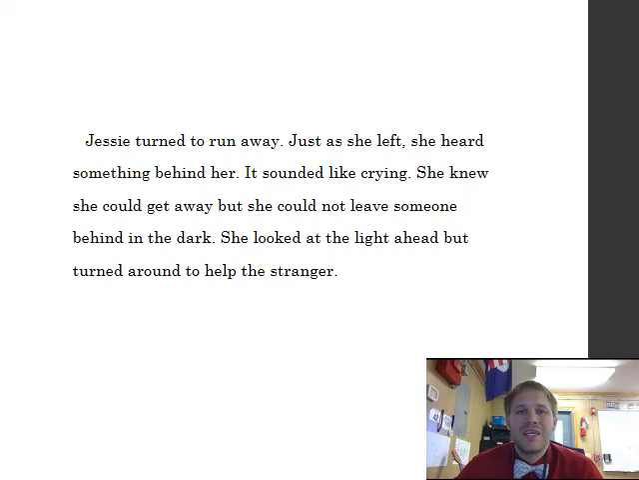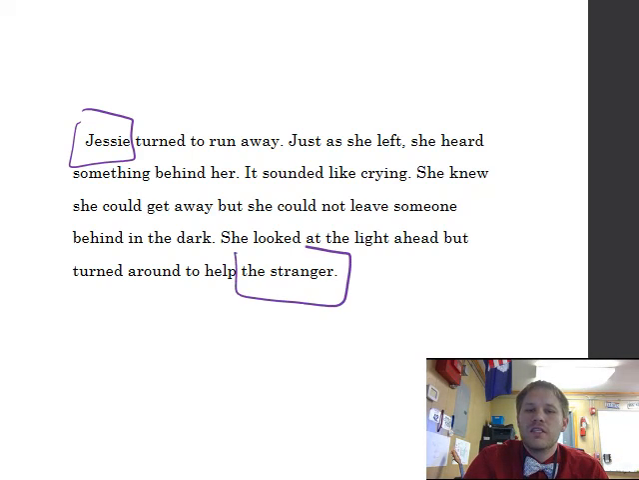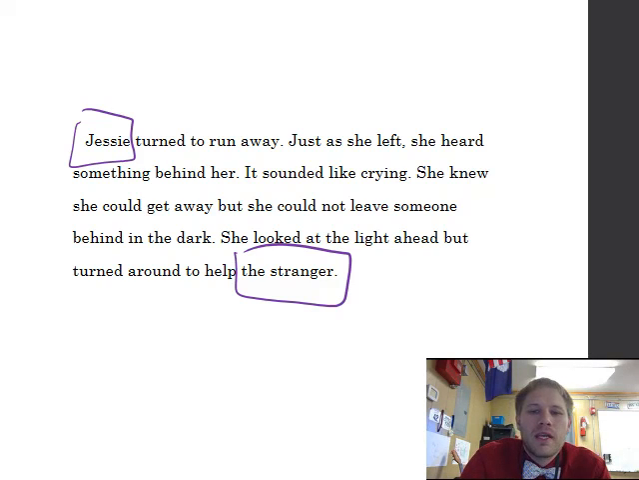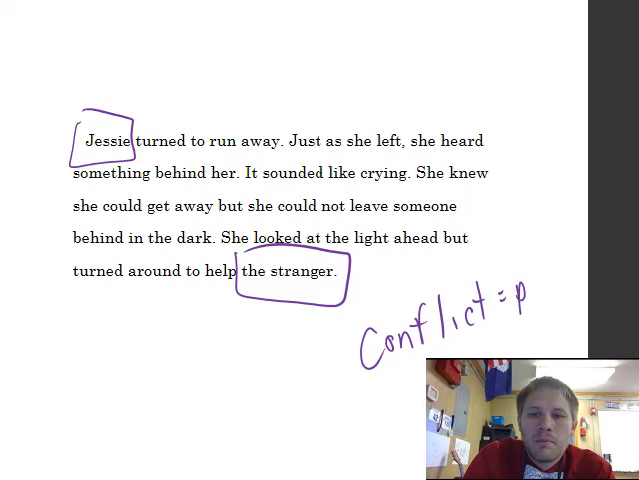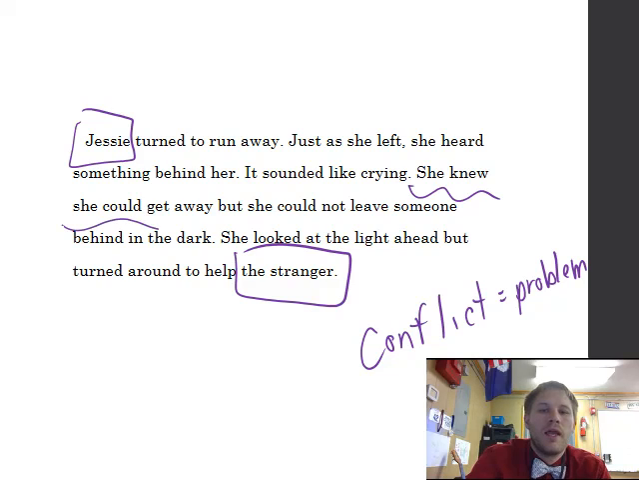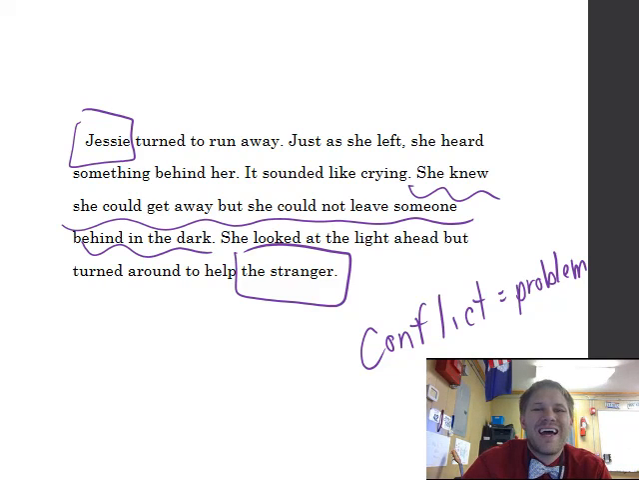This is a good example because we do have our main character, Jessie, but we have this other character, the stranger. And so we have more than one character. A lot of times our mind will think, oh, more than one person is man versus man. But you got to remember that conflict is a problem. Okay? Is a problem. And so Jessie isn't having a problem with the stranger. They're not fighting against one another. Jessie's problem is that she knew she could get away, but she couldn't leave someone behind in the dark.